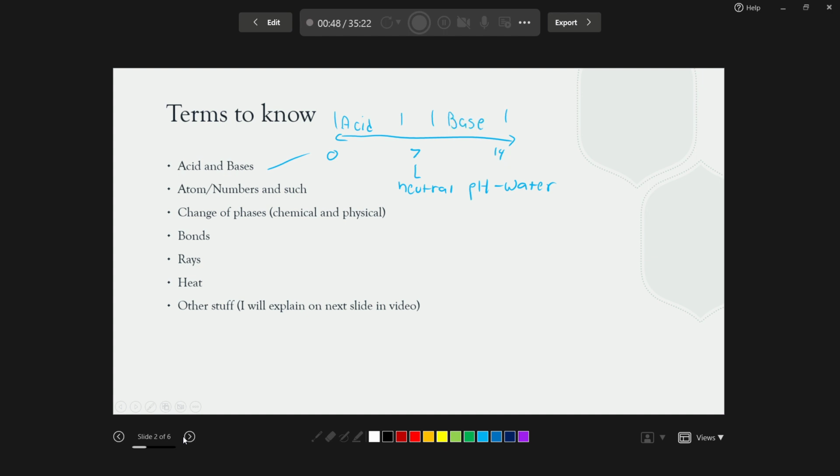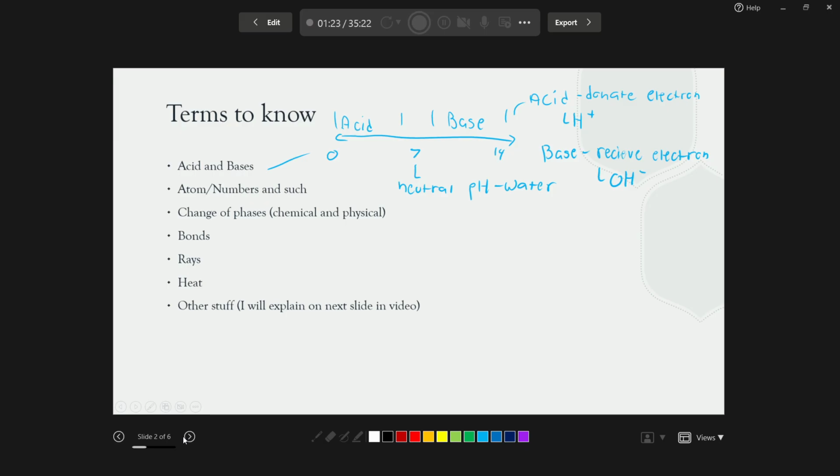We can understand them a little easier by knowing that an acid will donate a proton, or donate an electron, and it is usually figured out by its H+. A base will receive an electron, and it is understood by its OH, or its hydroxide. Very, very easy to grasp.